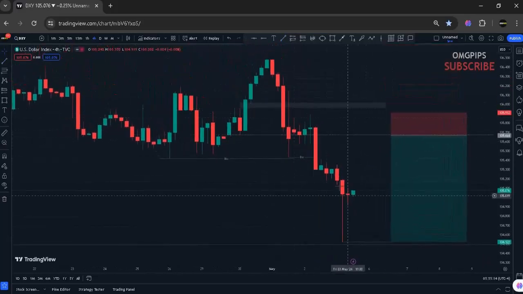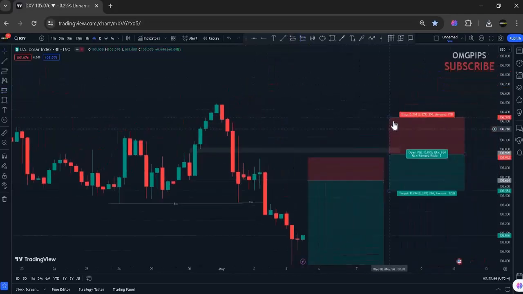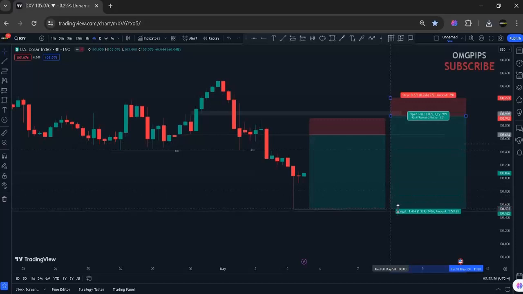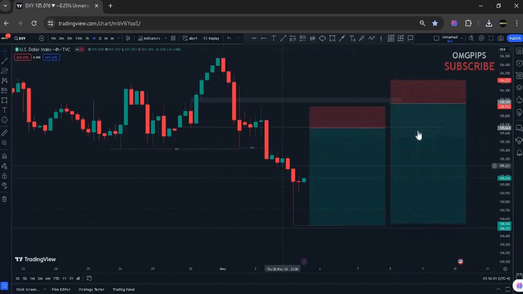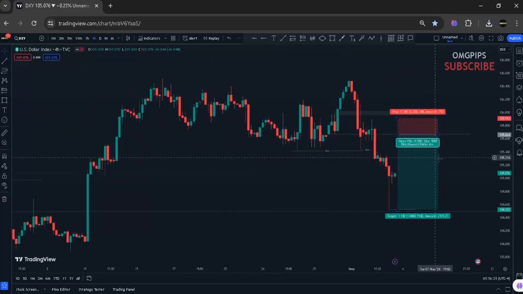And if this level doesn't hold, then I'm looking to go in again. I'm looking to go in again on this inverse fair value gap and put my stop loss somewhere there, put my TP right down there. You get me? So this is what I see on DXY. So seeing this on DXY, and to use correlation to my advantage, I'll do this.